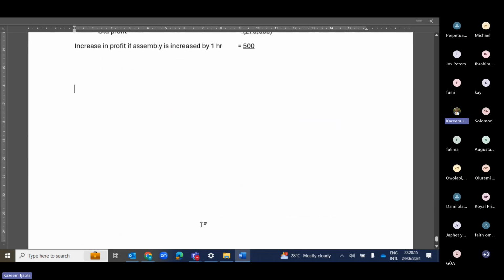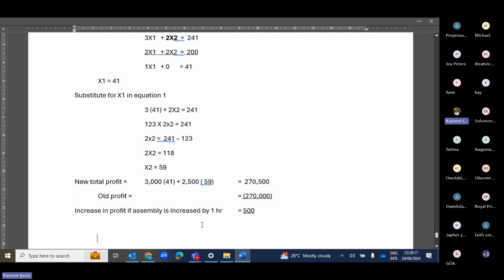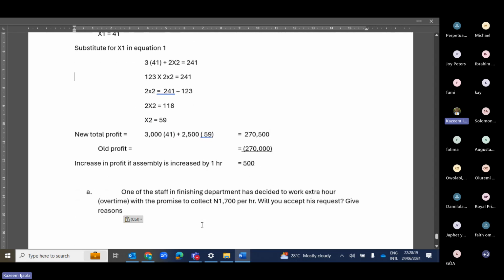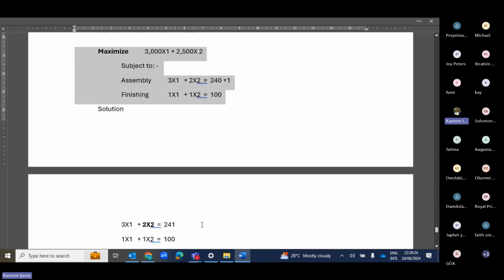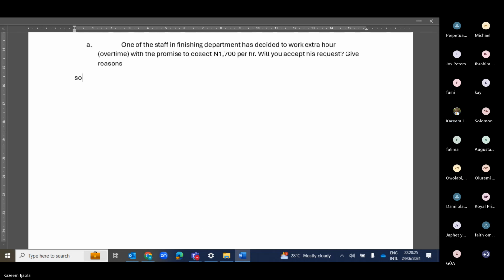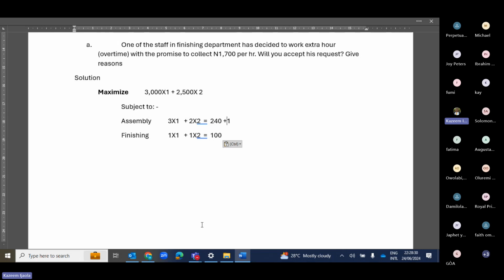But if it is higher, then we can do it, because we are still going to make more money. So it is the same thing. But what you will do here is increase the finishing by 1 hour. Solution. So here you come like this. Assembling is still the same, so you will now increase this one by 1 hour.